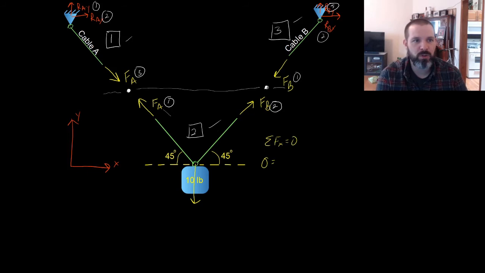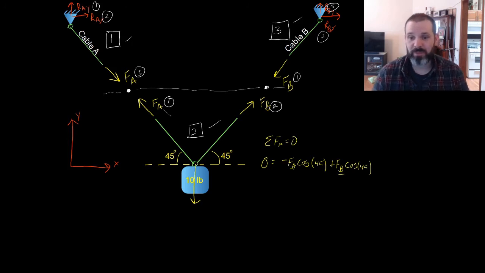So it's going to be equal to minus FA cosine 45. The 10 pounds acts strictly in the Y direction, so it doesn't come into our X equation. FB is acting up and to the right, so it's acting in the positive X direction. So I'm going to say plus FB cosine of 45 as well. All right. So now we have one equation, but it has two unknowns, FA and FB, so we can't solve this equation alone. So let's move on to sum of forces in the Y.